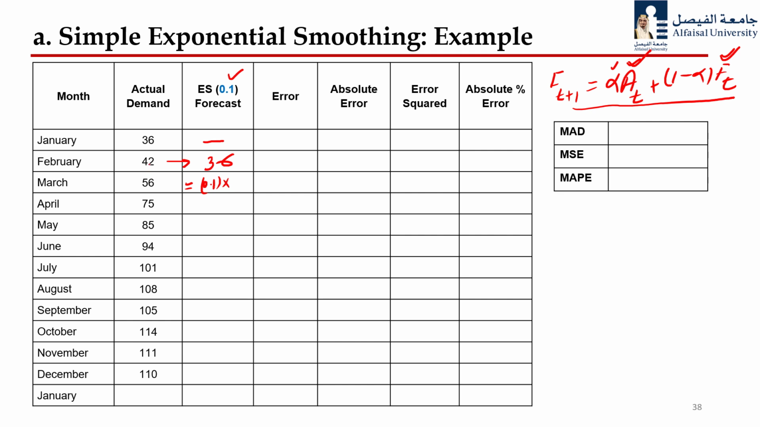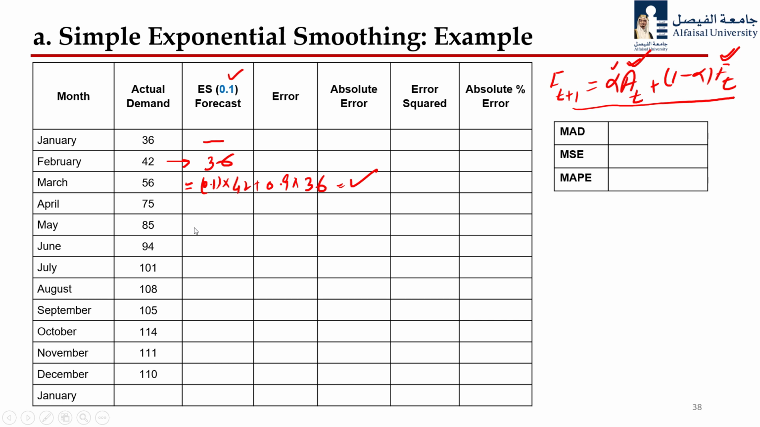So what is the actual demand for the previous month, which is February? That is 42, plus 1 minus alpha. So 1 minus 0.1 is equal to 0.9, multiplied by the forecast, which is 36. So we will get the forecast value for the month of March.